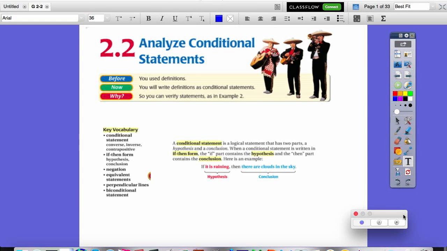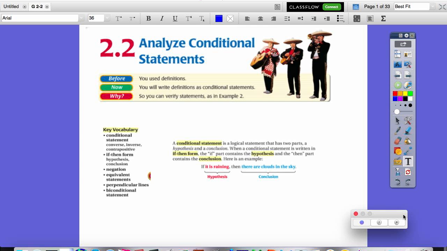Welcome to Lesson 2.2, Analyzing Conditional Statements. When I started teaching geometry last year, I actually felt that in the entire book, this lesson was the most confusing because it really does not involve a lot of math. It involves a lot of logic thinking, and there's a lot of words that you need to get used to.